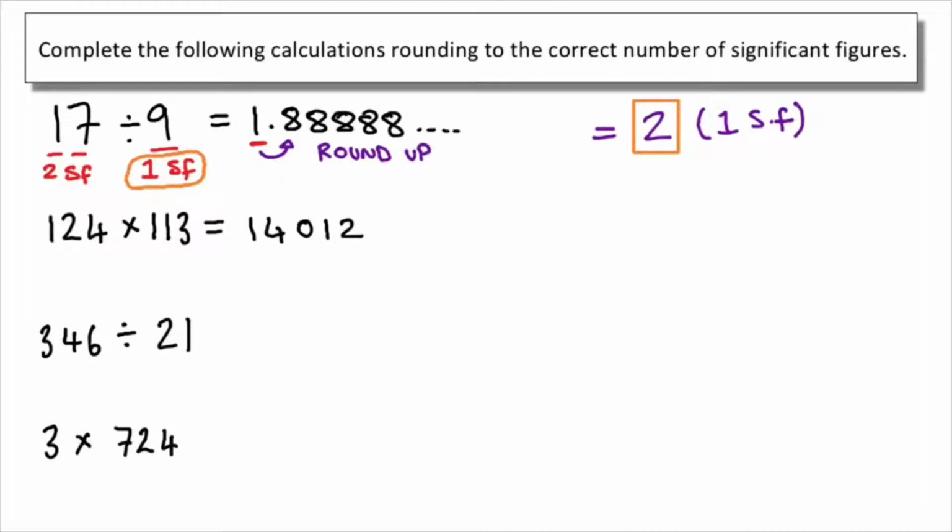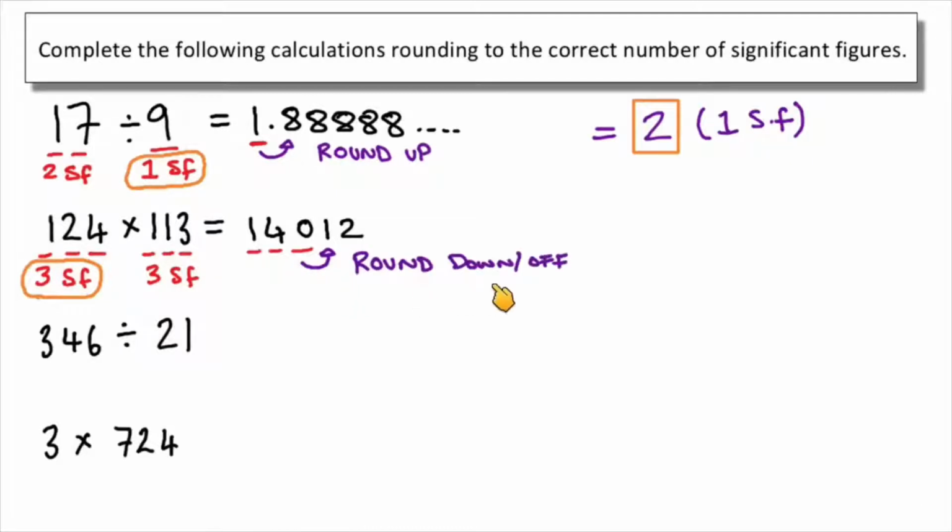So for the second question, 124 multiplied by 113 gives us a total of 14,012. We have 3 significant figures in each number, which means that we're going to round to 3 significant figures. We keep the 1, the 4 and the 0, and then we look at the digit to the right to see if we're going to round up or round down. We're going to round it down since it's 1. So we keep the 1, 4 and 0, and then we fill the place values. So our answer is 14,000 to 3 significant figures.